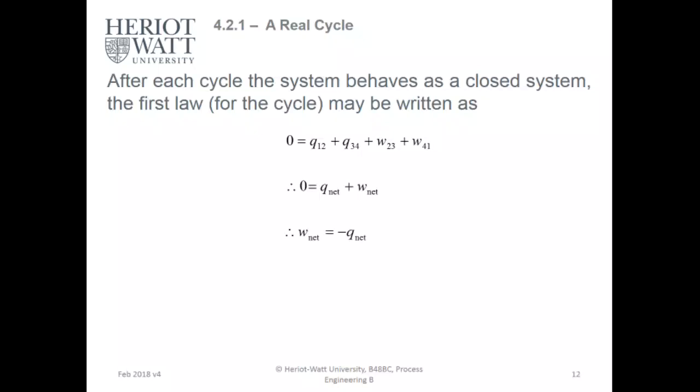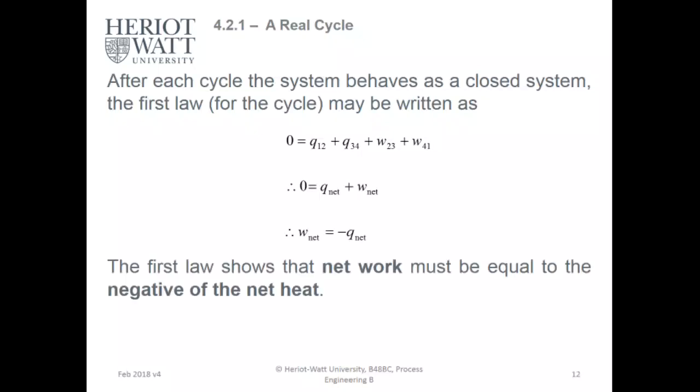So all of that in a completely efficient system will equal 0, and your net work will equal your net heat exchange. So the amount of heat you put in converts to 100% work, 100% change in energy. So the first law shows that the net work must be equal to the negative of the net heat. This is the definition of a heat engine, mathematically. There's a better version than that.